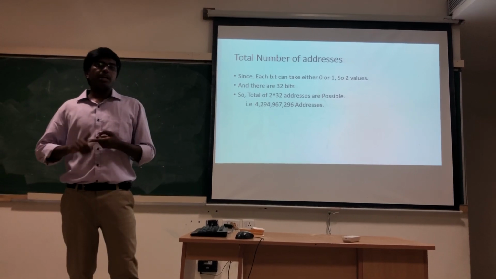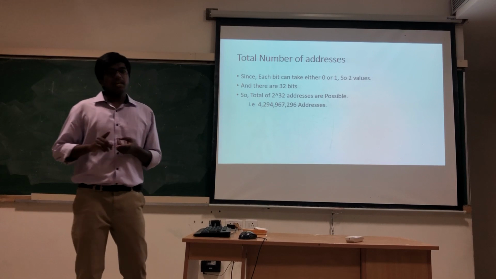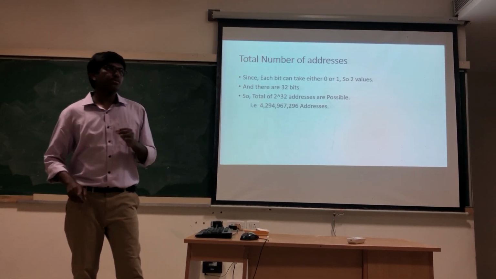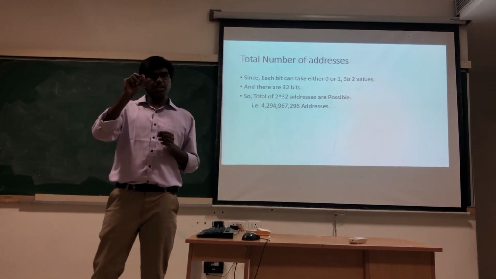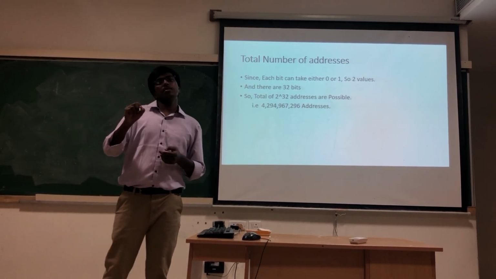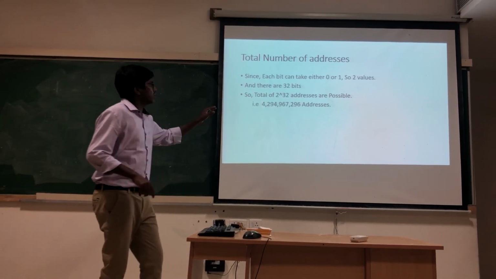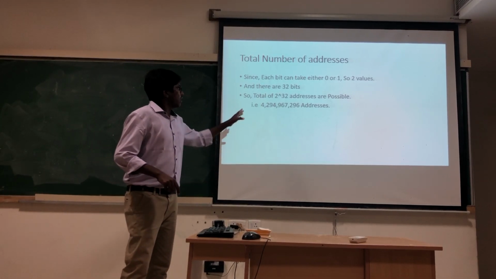Well, the next question is, how many total IP addresses are possible? Since each bit can be either 1 or 0, there are 2 choices for each bit. Similarly, there are 32 bits. So the total number of IP addresses possible will be 2 to the power of 32. So the total number of IP addresses is around 4 billion.